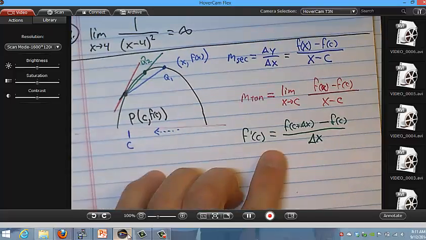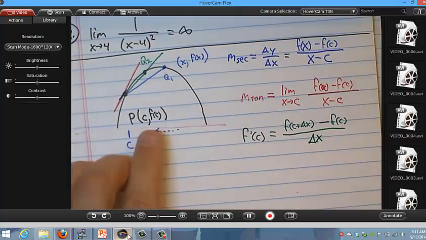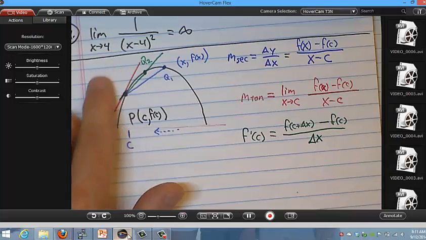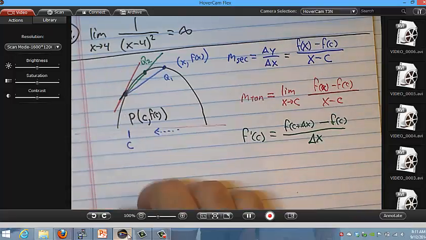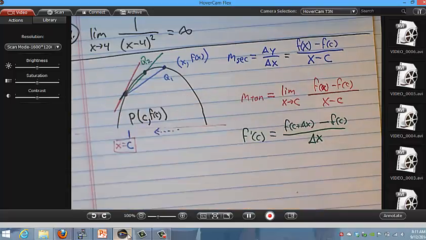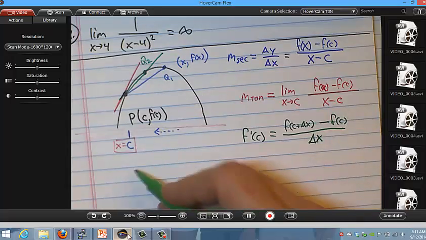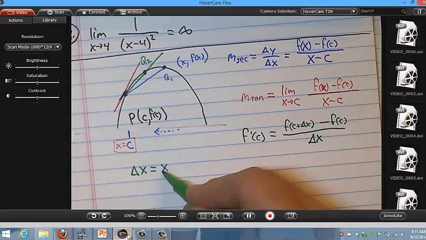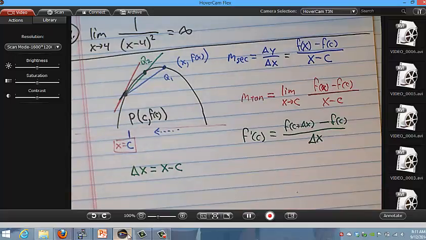Here's my new formula. We're talking about that red tangent line because that's the tangent line again when x equals c. Right? That's what I'm after. So now a couple changes I made. Right? You notice I didn't write x minus c anymore. What did I write? Well, I wrote delta x. So delta x is the same as x minus c.